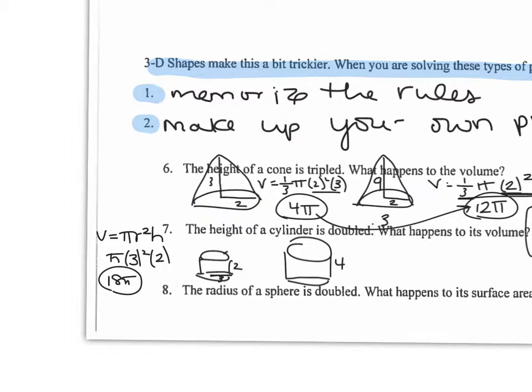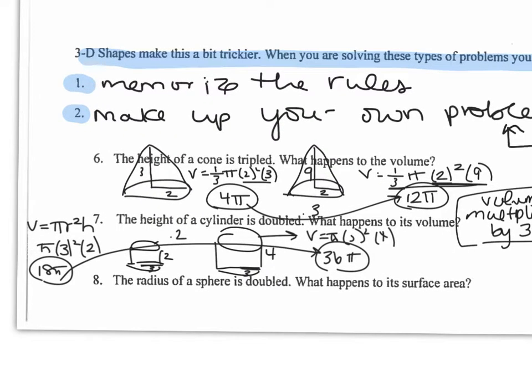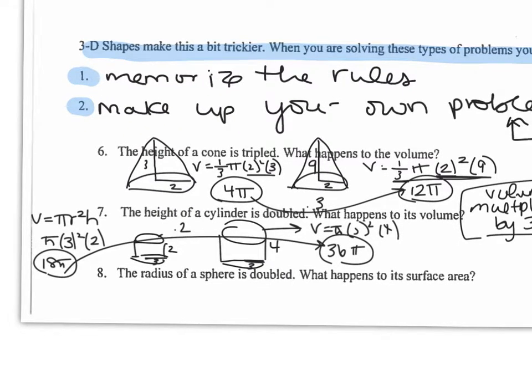If I come over here and I do this one, v equals pi, my radius stays the same, so it's 3. 3 squared times 4. 3 squared is 9, 9 times 4 is 36 pi. So how do I get from 18 pi to 36 pi? Well, 36 divided by 18, I multiply by 2. So volume multiplies by 2.